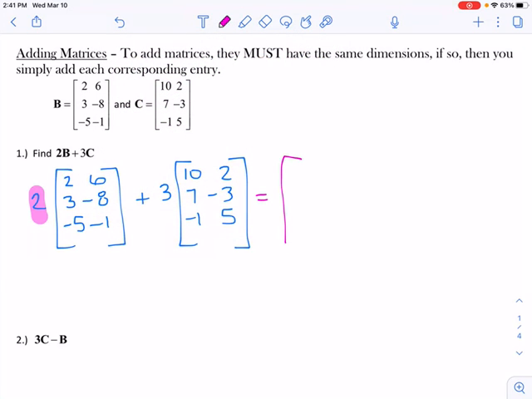So now I can go ahead and rewrite my first matrix. When I multiply 2 in the top row, I'm going to get a 4 and a 12. Then multiply a 2 with the middle row, and 2 times 3 is 6. 2 times -8 is -16. Do the same thing for the bottom row. 2 times -5 is -10, and 2 times -1 is -2.